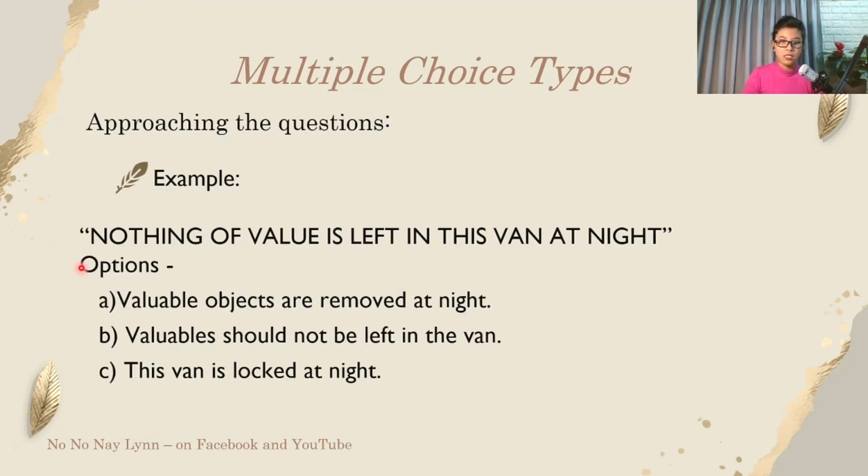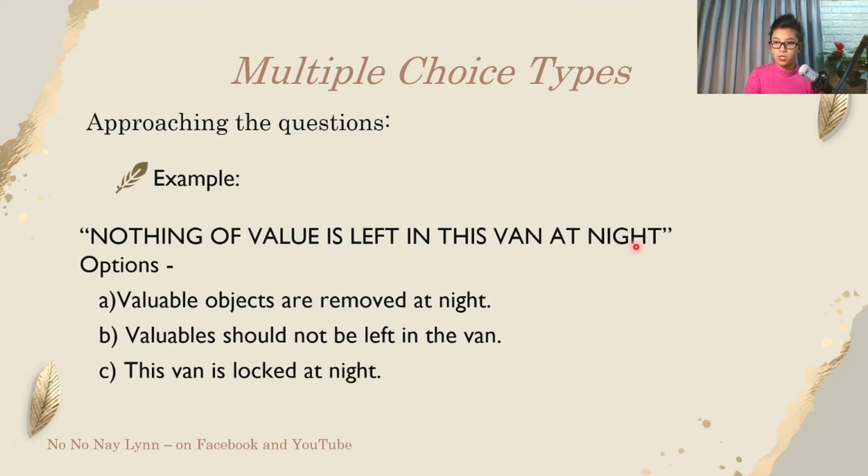So the question says, nothing of value is left in this van at night. This question has a certain expression. We need to know if it's intentional or unintentional. So nothing of value is left in this van at night. Although it sounds a little bit intentional because it says is left, it sounds like it's left by someone, something like that. But it's not actually like that because nothing of value means should be left. It shouldn't be left in this van at night because when we imagine the situation, nothing of value should be left in this van at night.